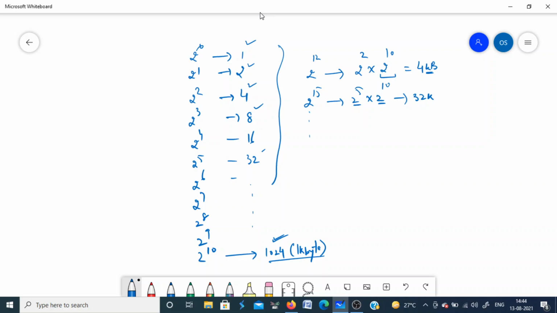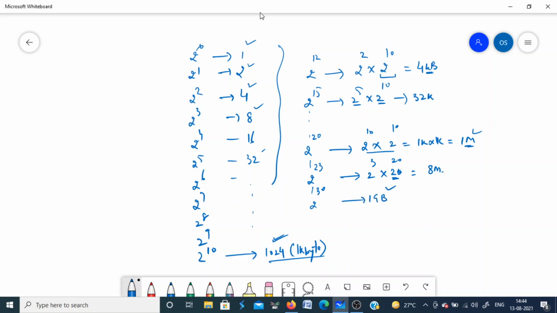Similarly, when you go up to 2 to the power 20, after every increment of 10 in the powers, you go to the next stage. So it is basically 2 to the power 10 into 2 to the power 10, so it is 1K into 1K, which we call 1 M, 1 mega. Similarly, if you have 2 to the power 23, it is 2 to the power 3 into 2 to the power 20. So it is 1 mega, and 2 to the power 3 is 8, so it is 8 MB. When it comes to 2 to the power 30, we call it 1 GB, 1 gigabyte, and when it comes to 2 to the power 40, we call it 1 TB, 1 terabyte.